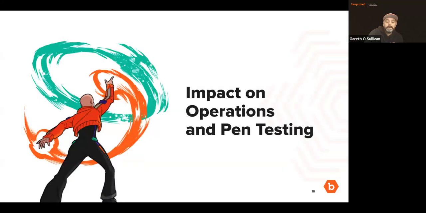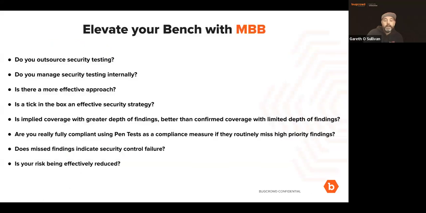Impact on operations and pen testing. Next we look at some questions to consider if you're looking at alternative ways to make yourself more secure, and alternative ways to run security testing. Maybe these are some of the questions that you want to consider. Are you already outsourcing security testing, or are you doing it internally? What are the pros and cons? What are the challenges with those approaches? You may be thinking, based on the positives or negatives of these approaches, that there's a more effective way of doing this. And what might that be?